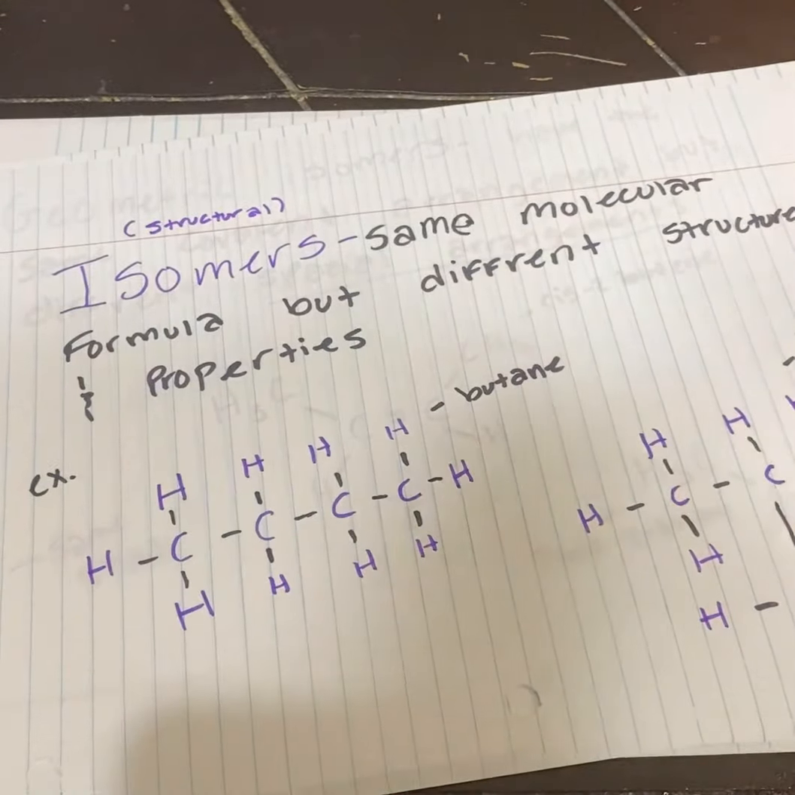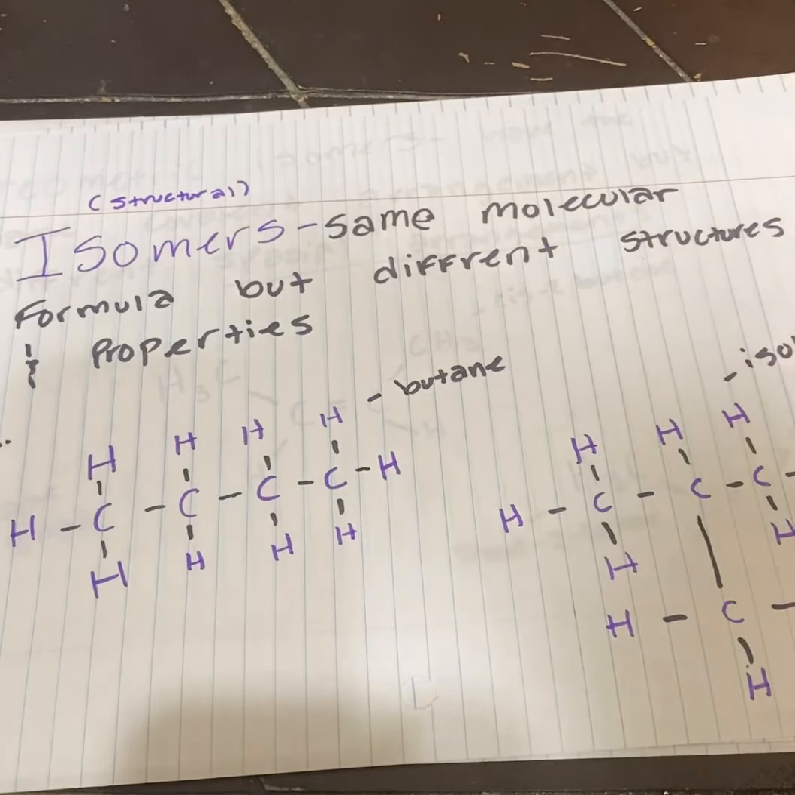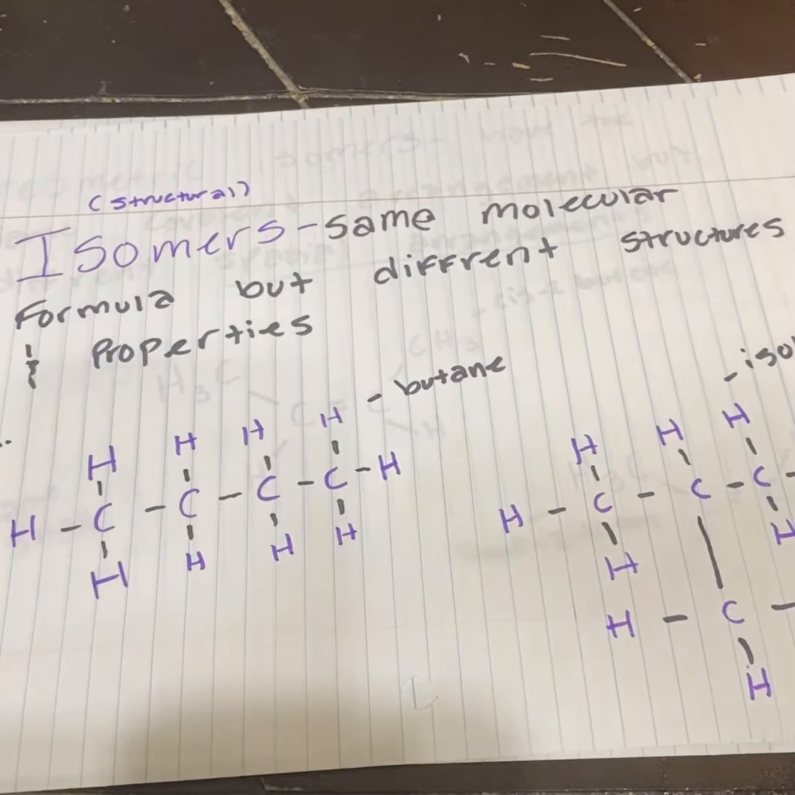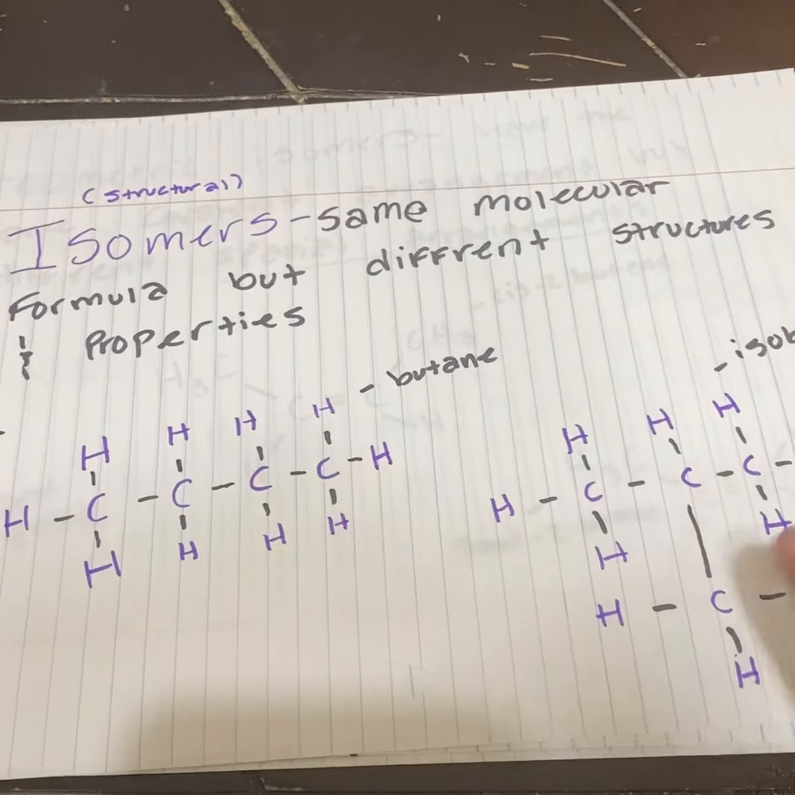Okay. Isomers, these are structural isomers. Structural isomers have the same molecular formula, but different structures and properties, which means they have the same amount of each element, but they have different structures, meaning they have different shapes, as you can see.